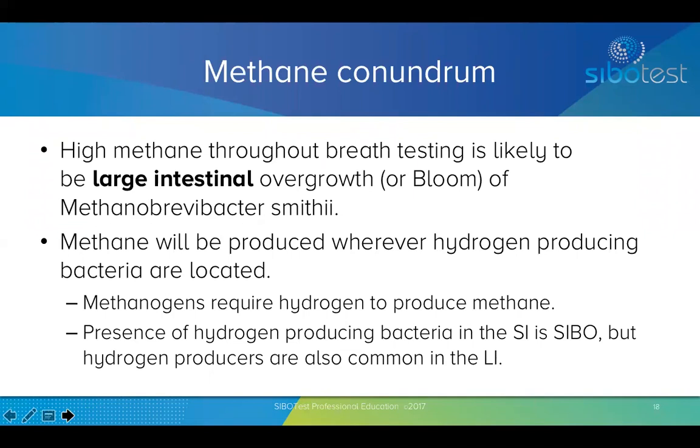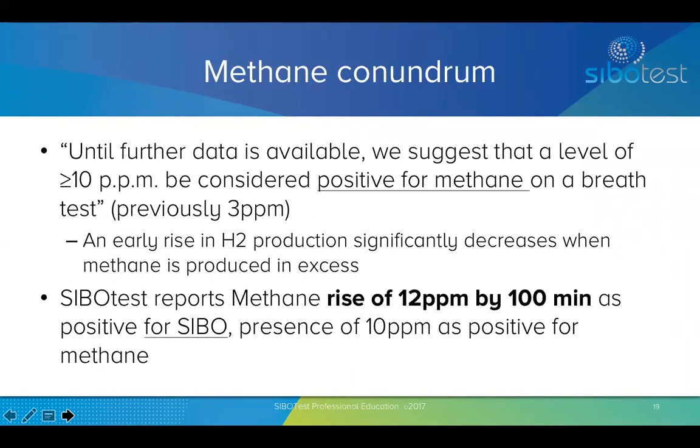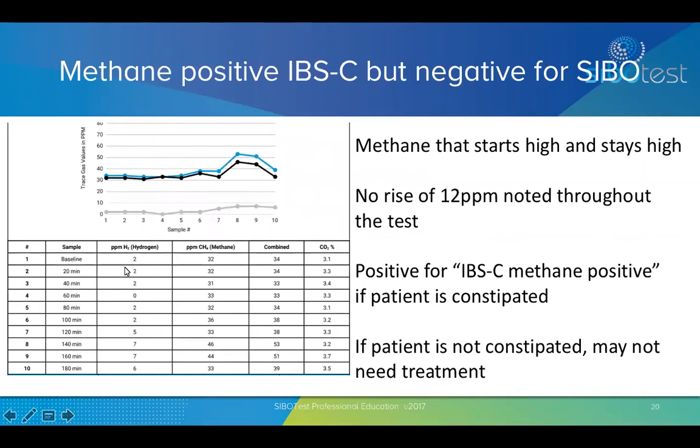reaches levels where we would consider that to be positive for SIBO, is a different phenomenon. Because hydrogen-producing bacteria are throughout the digestive tract, and so are methanogens. So this is really the importance of differentiating these two test results, which we'll see. So just to go back one slide, this is a SIBO positive methane test result where we definitely see a rise that's diagnostic for SIBO.